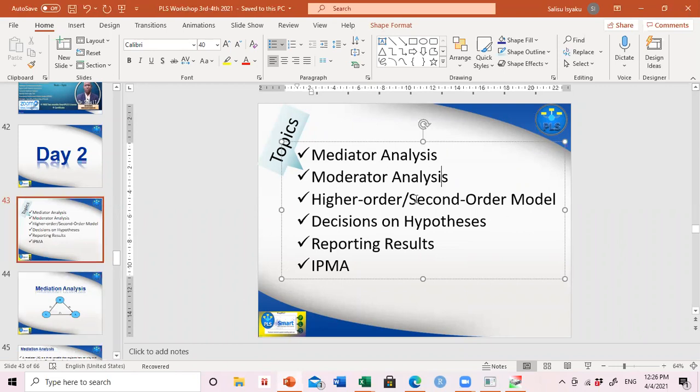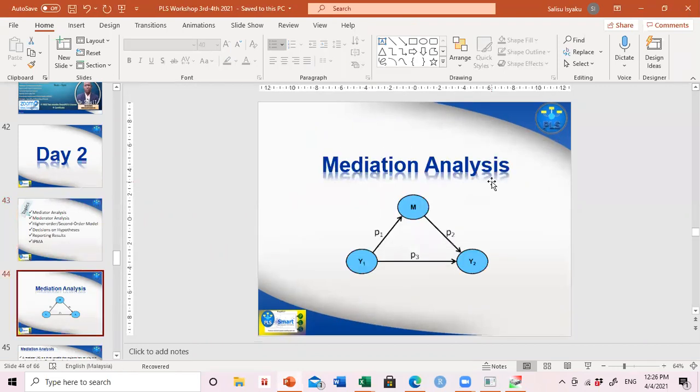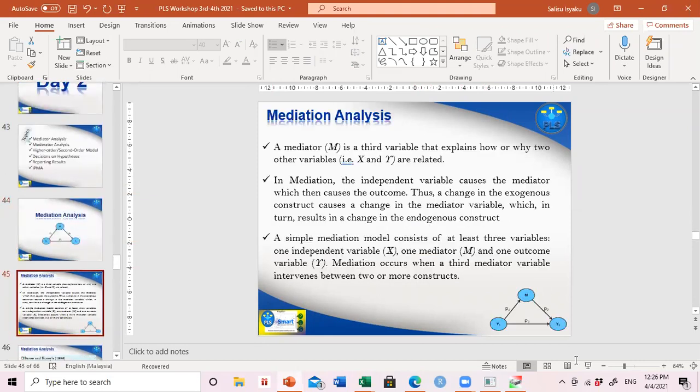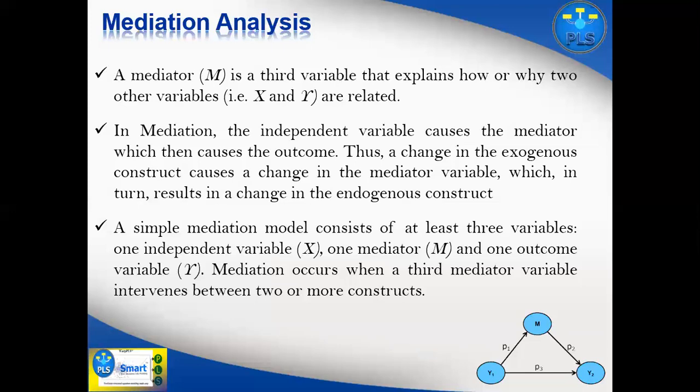So, the first thing that we are going to talk about is the mediator. This is a typical representation of a mediator. We are introducing another variable, a third variable, and this is how it is. A mediator is a third variable that explains how and why two variables are related.